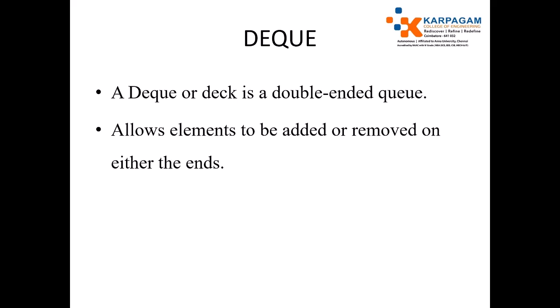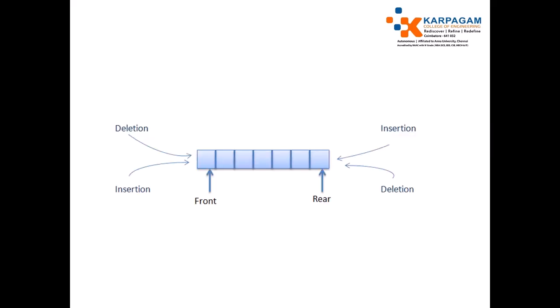In linear queue or circular queue, we do insertion at the rear end and deletion at the front end. But in double-ended queue, at either end, we can insert the element or delete the element. There are two kinds of double-ended queue which will be discussed later. Here we have front end and rear end. We do insertion and deletion on the rear end and insertion and deletion on the front end. This is the simple illustration of double-ended queue.